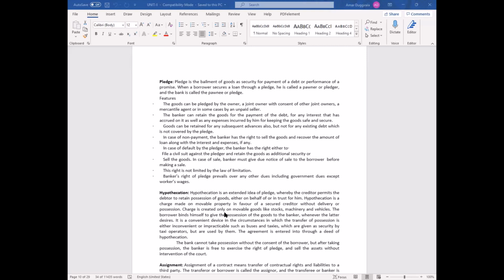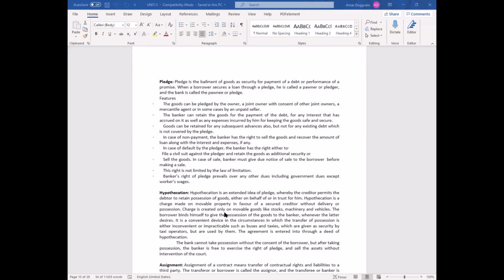Bank has received the security of the asset, right? And the borrower has given the pledge, so he's the pledger, right? So goods, property, securities can be pledged by the owner or the joint owner with the consent of others, right? The banker can retain the goods for the payment of the debt for any interest that has accrued on it as well. Now that's the first difference between lien and pledge. Lien is only for the value, principal amount of money that has been given in advance by the bank.